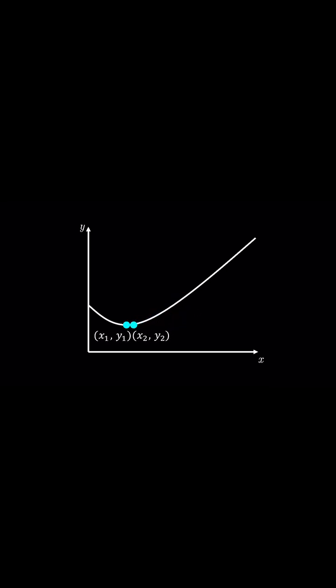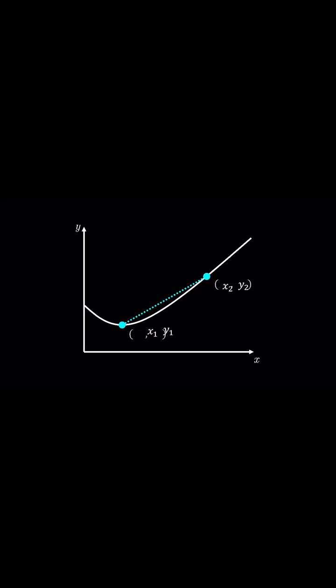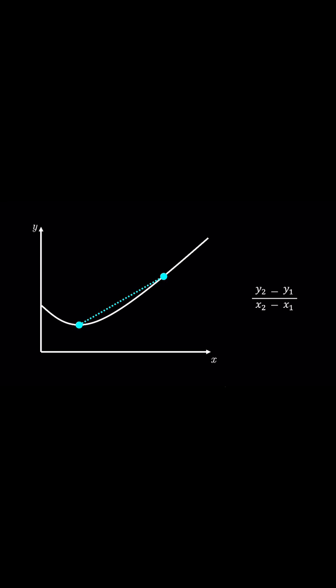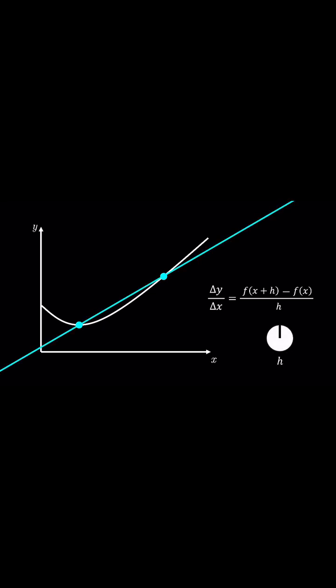To do this, let's remind ourselves of the gradient formula. The change in y divided by the change in x. Now we'll rewrite this formula slightly differently. We'll call the first coordinate x and f of x, and the second coordinate x plus h and f of x plus h. Substituting these into the gradient formula gives f of x plus h minus f of x, all divided by h. This setup is useful because h represents the small distance between the 2 points. By changing h, we can control how close the points are.